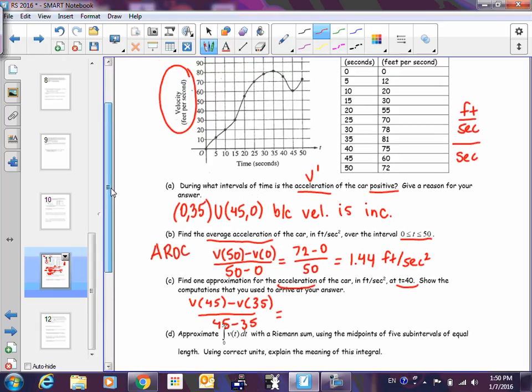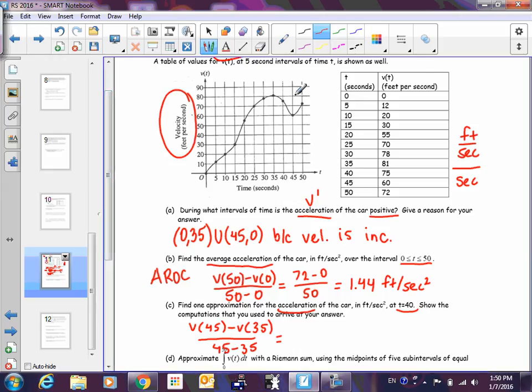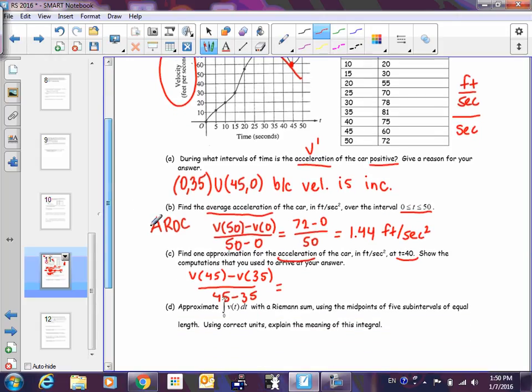And just to make sure everybody really understands this, they're asking us what is the slope at 40, and what we're going to do is find the slope around 40 and say that that's pretty close. It's just an approximation. Okay, so go ahead and try to finish this one out and get an answer here and write your units and all that good stuff.